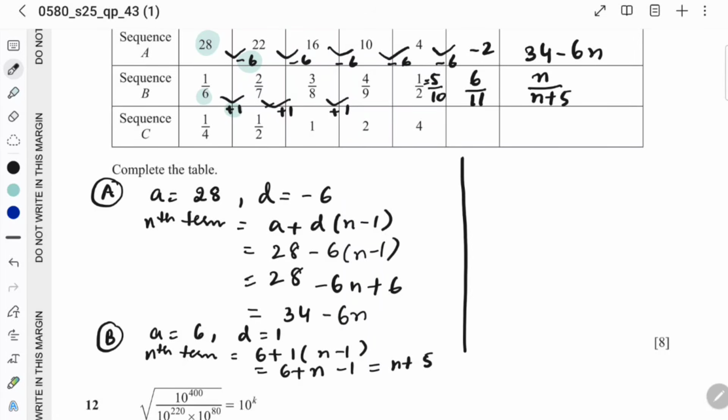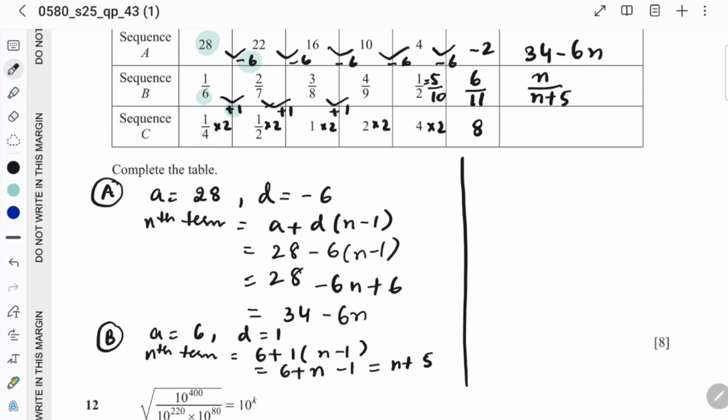Now we are coming to C. In part C, we have quarter, half, 1, 2, 4. It means that each term is multiplying by 2 and it's a geometric sequence. Now see, 4 times 2, you will be writing down 8. Now we have to find out the nth term. The nth term of the geometric sequence will be a r to the power n minus 1.